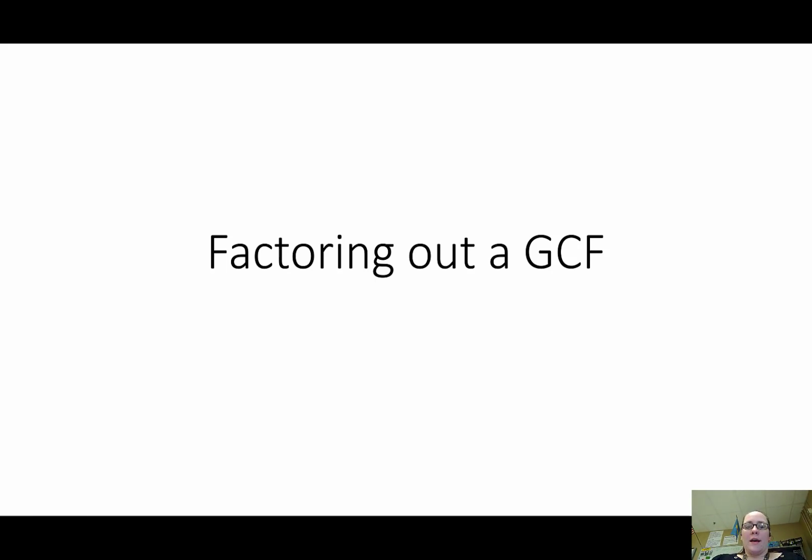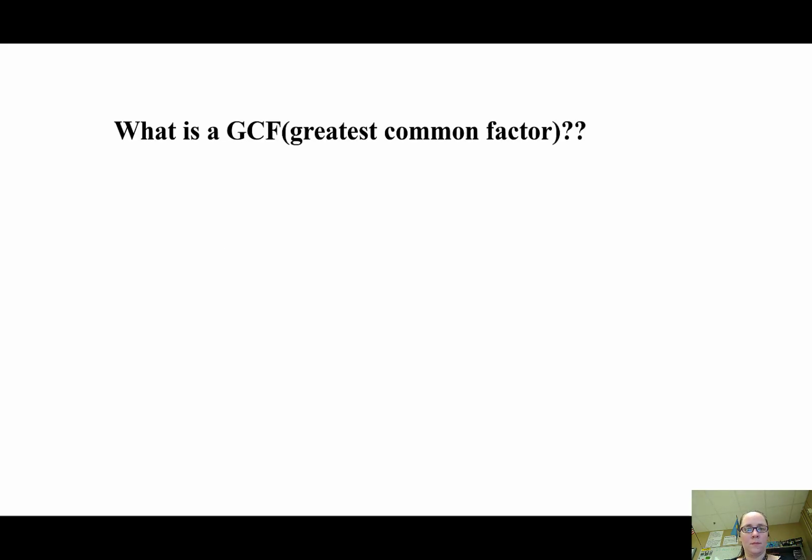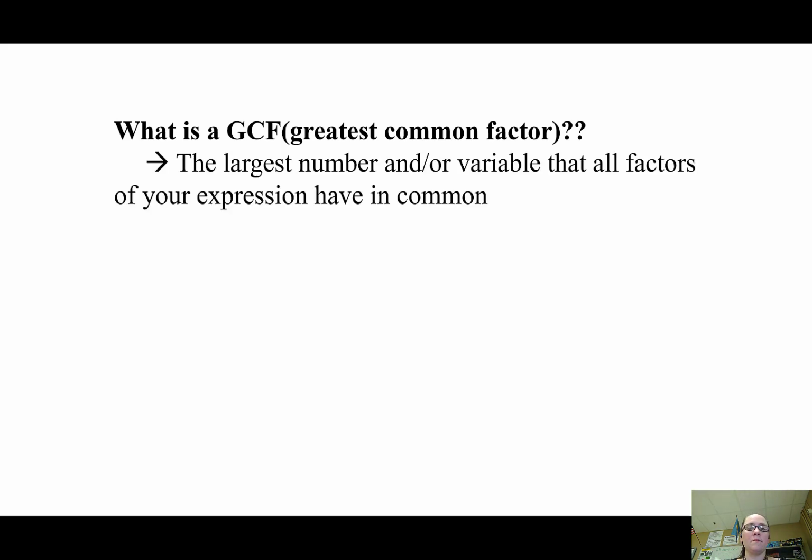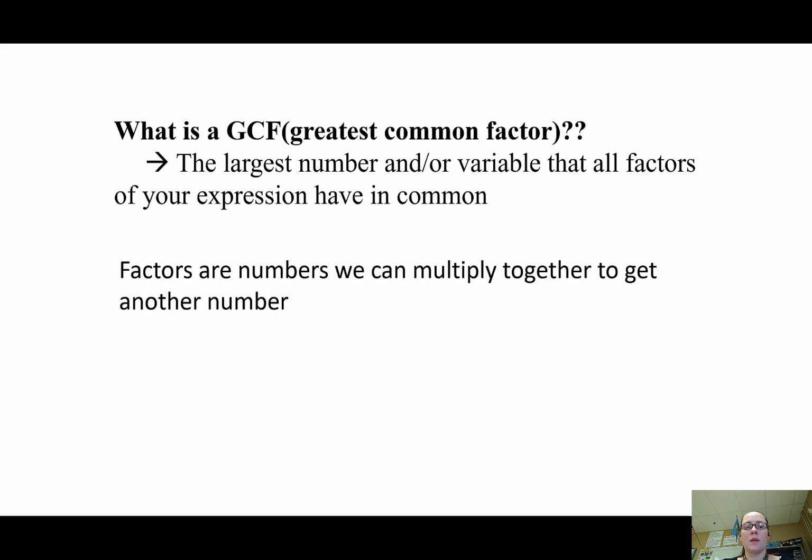All right, we're going to look at factoring out a GCF. So first off, what is a GCF? GCF is the greatest common factor, and this is the largest number and/or variable that all factors in your expression have in common. And just a reminder, factors are numbers that we can multiply together to get another number, like 2 and 3 are factors of 6.